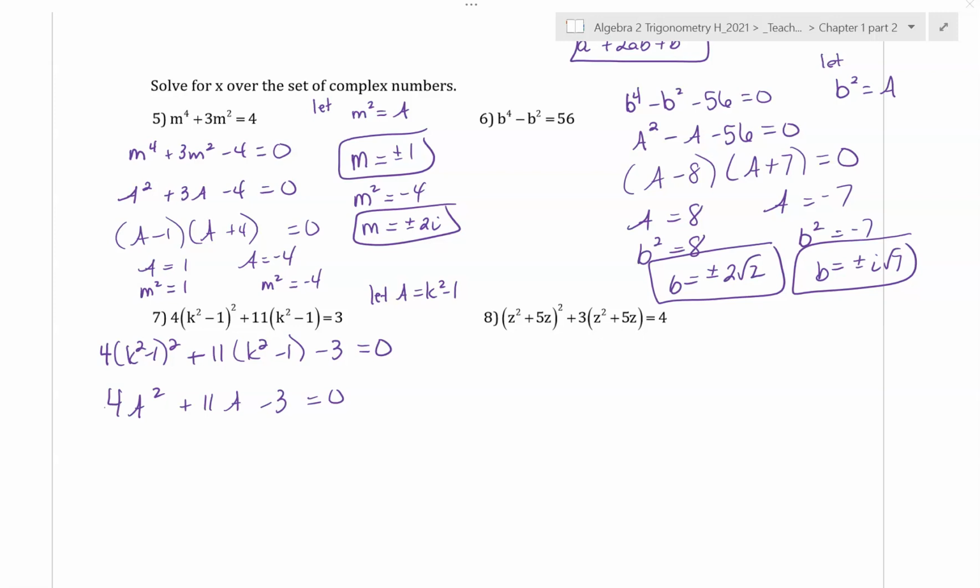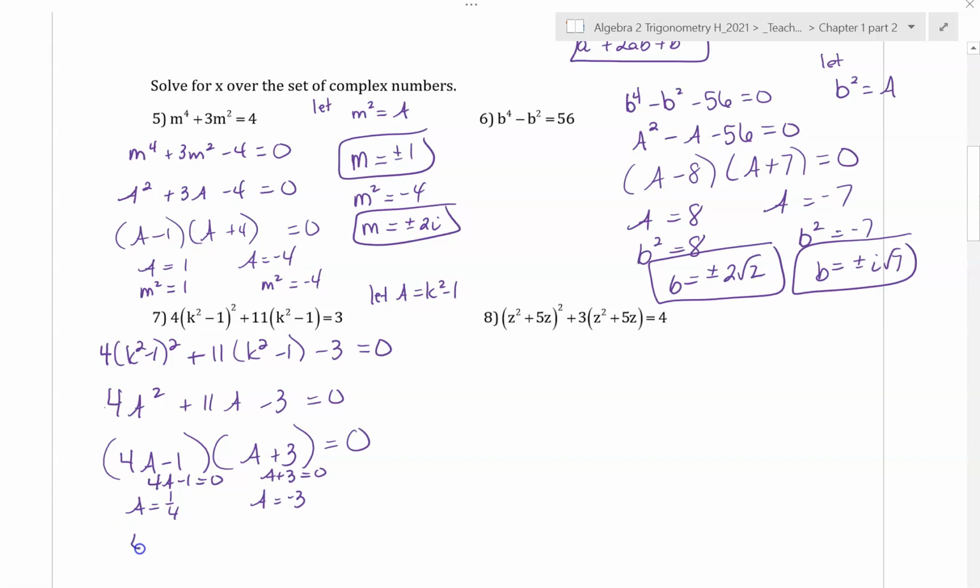So if we have 4a squared plus 11a minus 3, we can factor that. So go ahead and pause the video and think about how you would factor 4a squared plus 11a minus 3. Because again, if we let a be k squared minus 1, this is going to be a little easier for us to factor. All right, so if we have the quantity 4a minus 1 times the quantity a plus 3, now we know that a is 1/4 or negative 3.